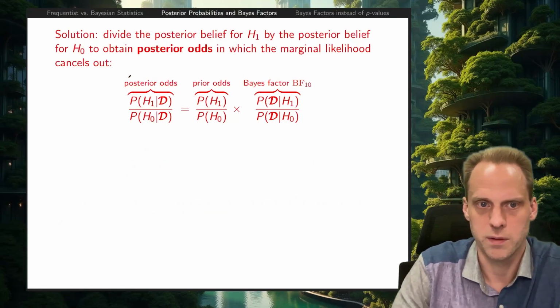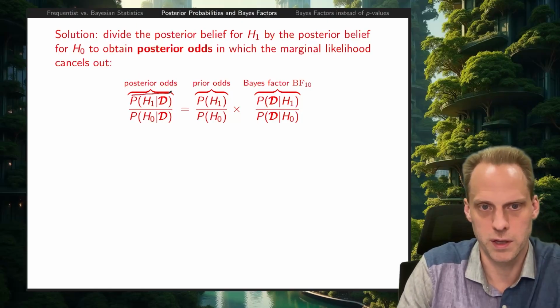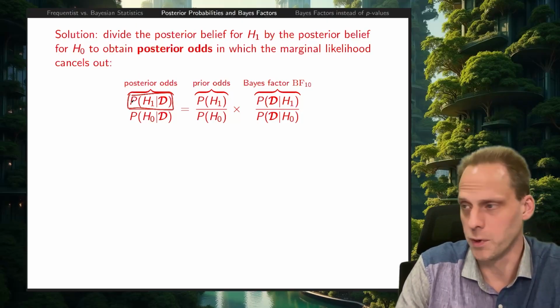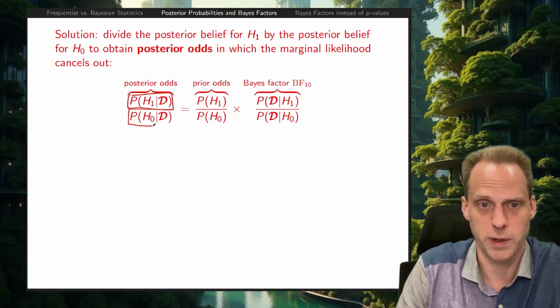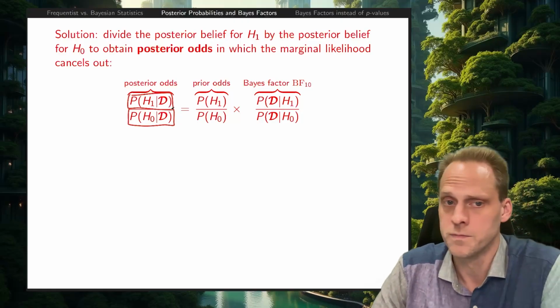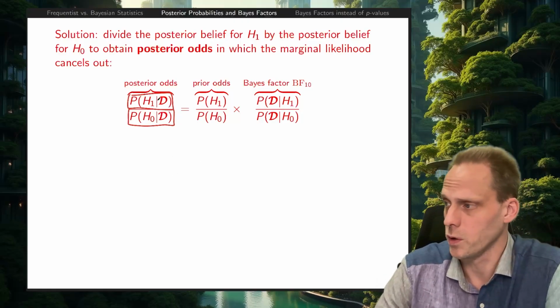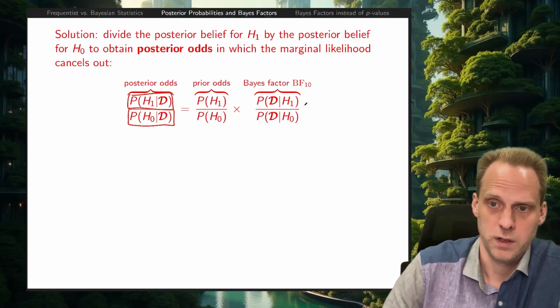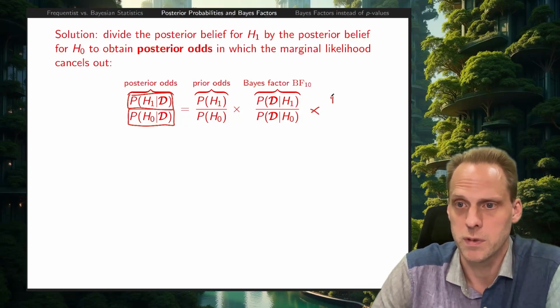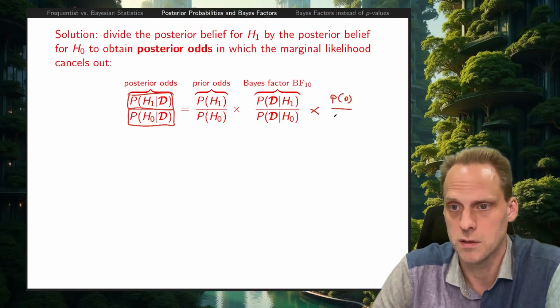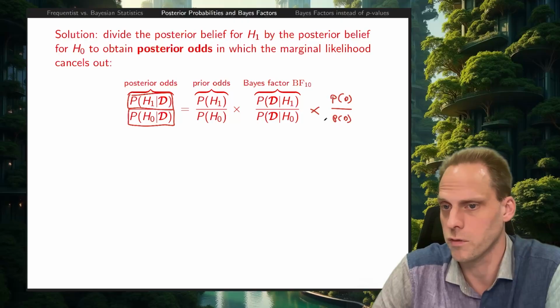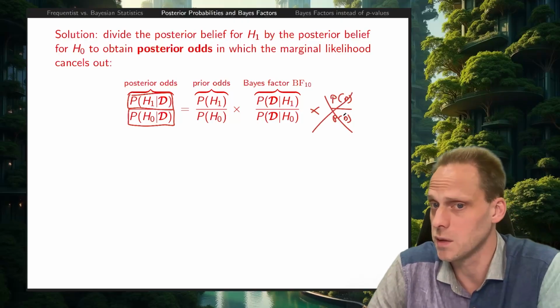We call this the posterior odds, the probability that the alternative hypothesis is true divided by the probability that the null hypothesis is true. And we can do this really for more hypotheses as well. So it actually would lead to times P(D) over P(D). That's not very important. This thing drops out because it's the same thing. It becomes 1.